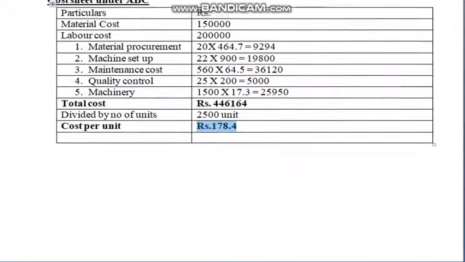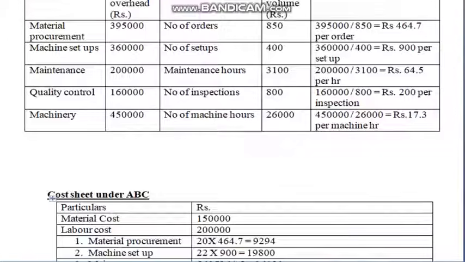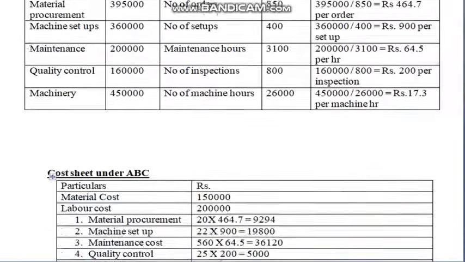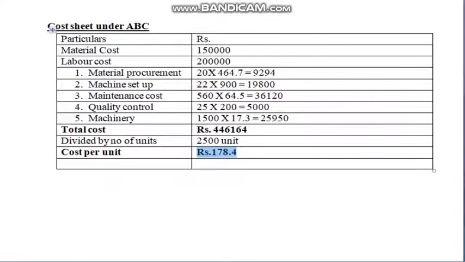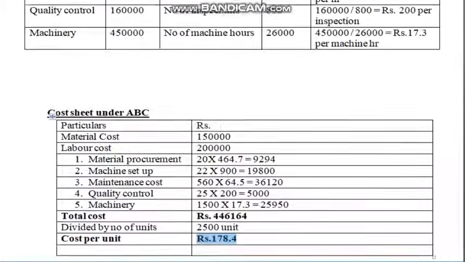So this is the solution for problem number 2, which was asked in the year 2018 question paper for 14 marks. It's a very simple calculation. First calculate the activity driver rate, then prepare the cost sheet under the ABC system. So this is the solution for the 14 marks problem.